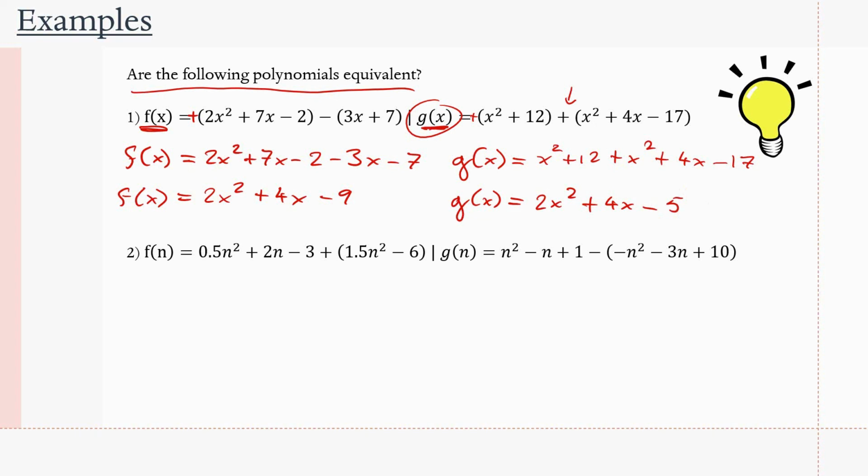Now we compare and see if they produce the same polynomial. The coefficient in front of the x squared is the same. So check that off. The coefficients in front of the x's are the same. So far, so good. But now, when we get to the lone constants at the end, these do not equal, and therefore f of x will not be equivalent to g of x, because they don't simplify to the same polynomial.